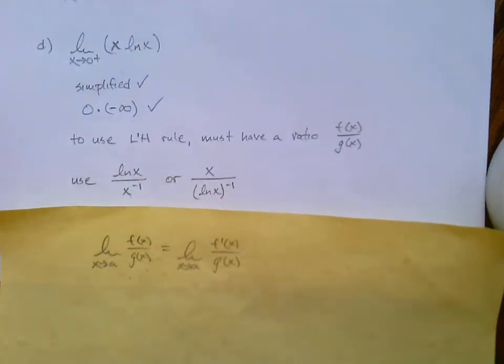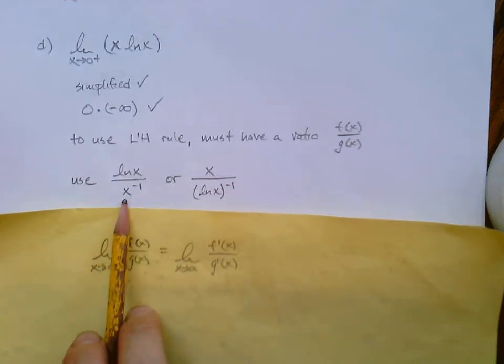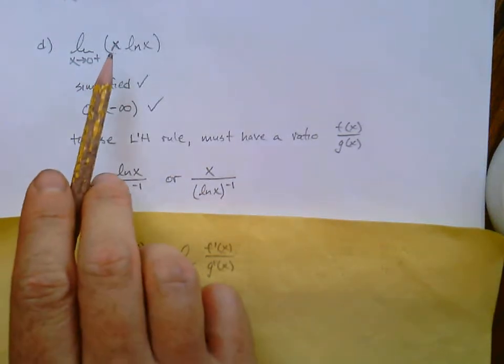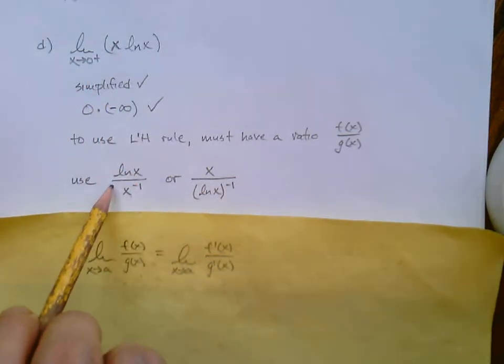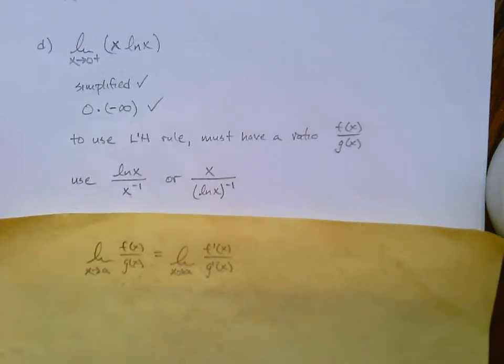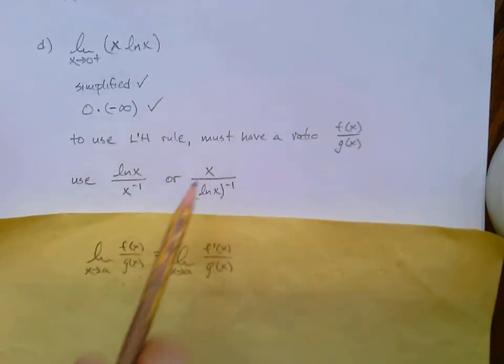We're going to bring a negative exponent in and say, all right, we could write this as the natural log of x divided by x to the negative 1. Hey, that would be equivalent to this, wouldn't it? So we're not changing the expression, but we're thinking of it as a ratio. Or we could put that negative 1 exponent on the natural log, and do it that way.